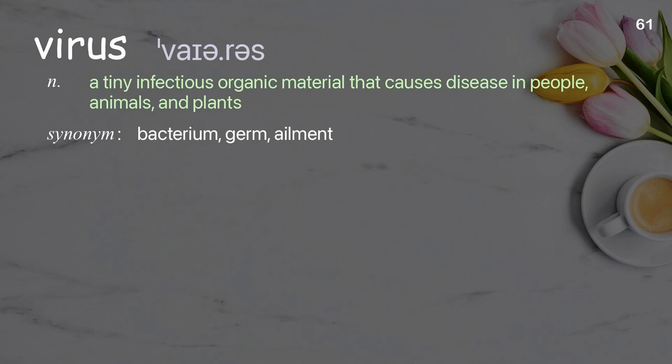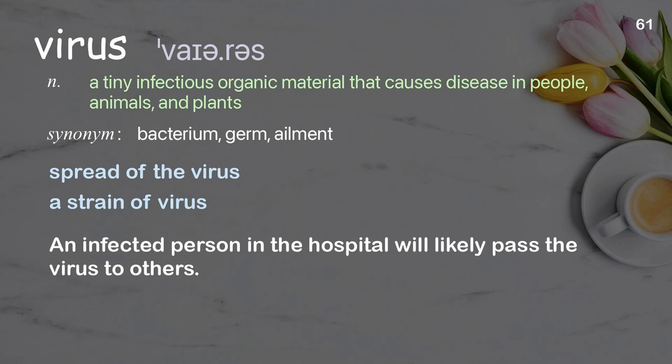Virus. A tiny infectious organic material that causes disease in people, animals, and plants. Examples. Spread of the virus. A strain of virus. An infected person in the hospital will likely pass the virus to others.